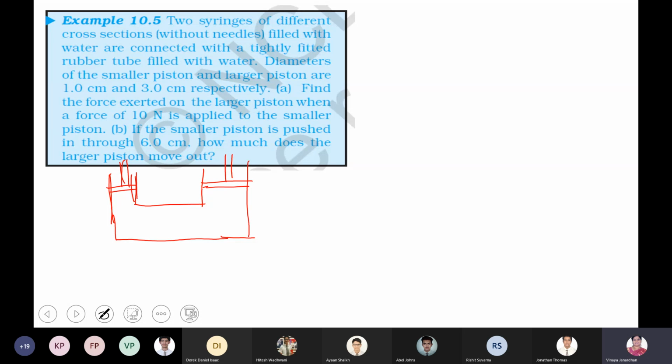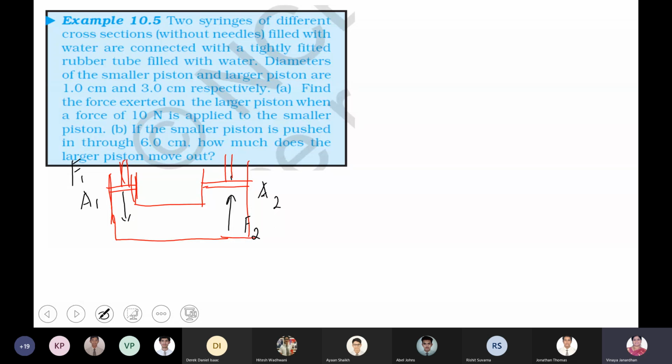So you have a force. This area is A1, and this force is F1. This area of cross section of the piston is A2. Here the force will act in the upward direction. Here F1 is acting in the downward direction. Okay. What are the values given?